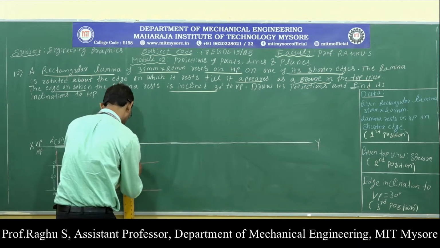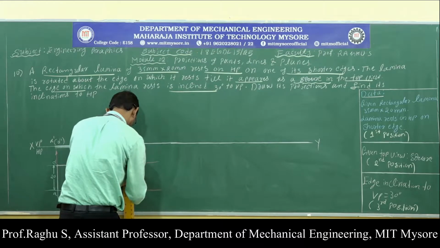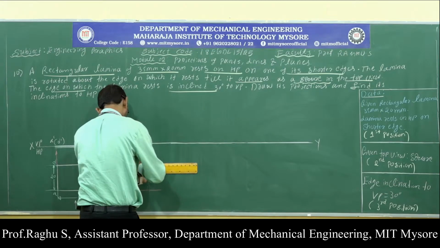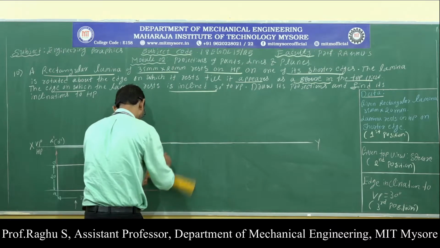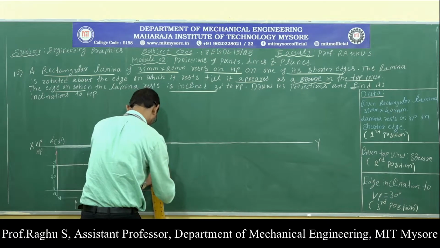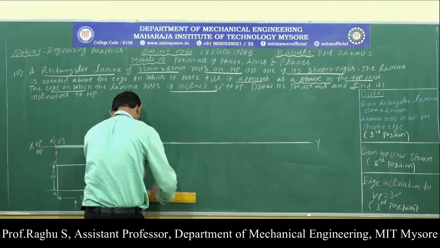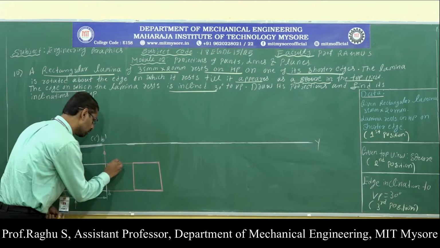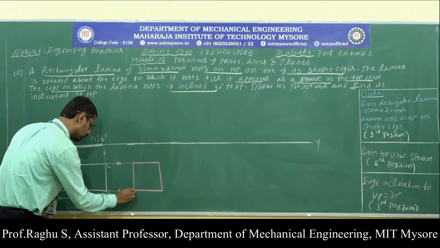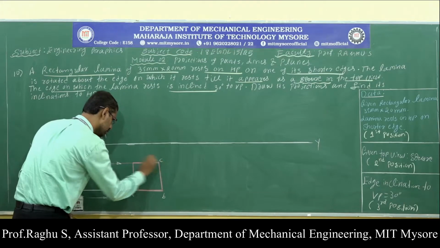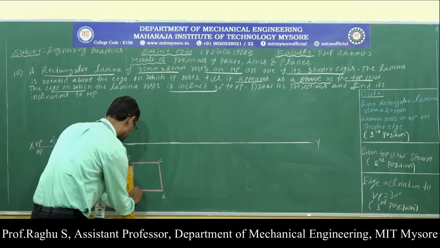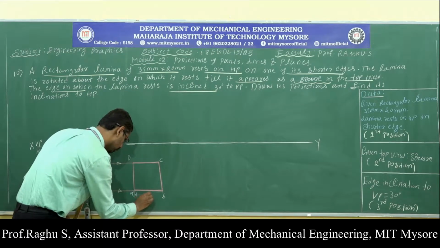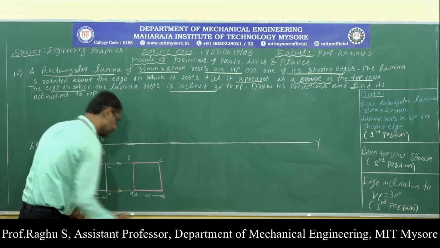Now construct a square lamina of dimension 20 mm, that is 2 centimeters or 20 mm. Now you can indicate the arrow mark. Do the naming here: A, B, C, D. You can indicate the dimension. So this is 20 mm. This is 20 mm.